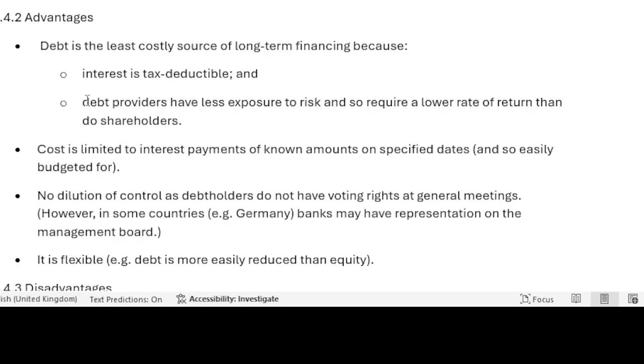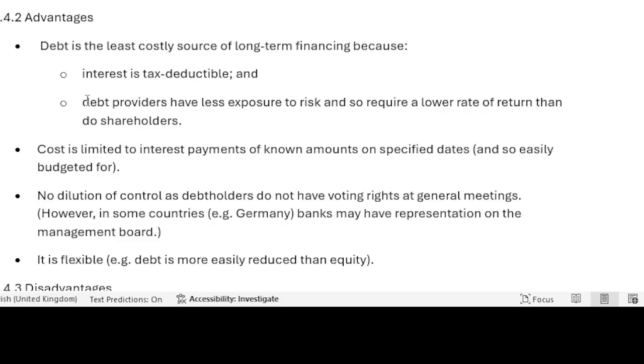But the main advantage that we benefit from is that it is very flexible. Instead of having very many shareholders that you cannot reduce over time, if you have debt, it reduces each time you make an installment on the payment. So it's much easier for us to reduce the debt than it is for us to reduce the equity.